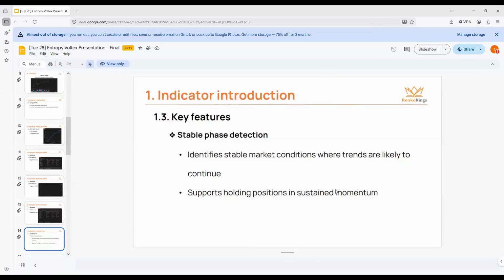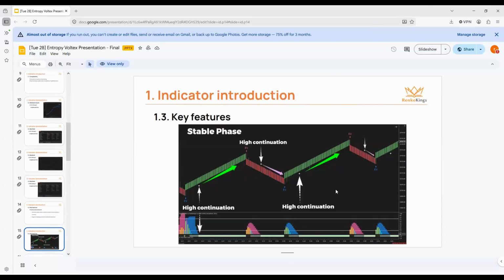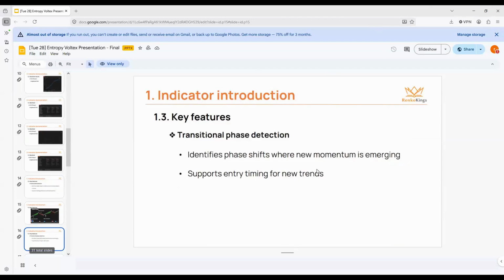Okay, so what we want are stable market conditions. So this is a chart, and again, there are the signals, but you're also going to see the diamonds or whatever they are. It just lets you know that indeed we have a stable market condition, and that the trend should continue in whatever direction, either the long side or the short side.